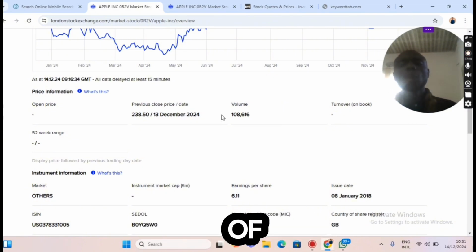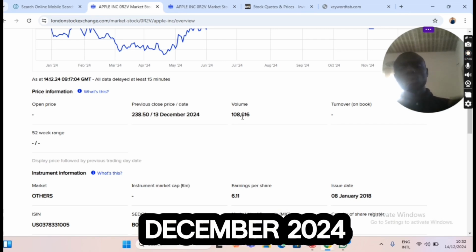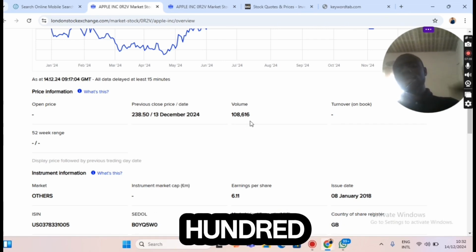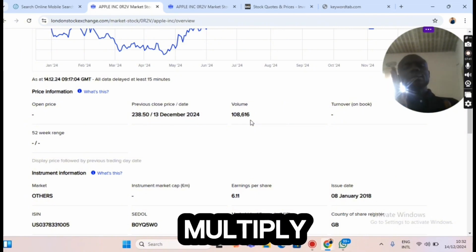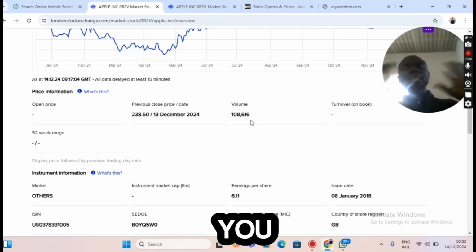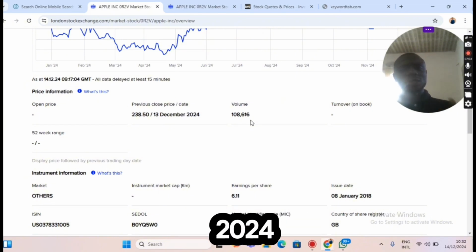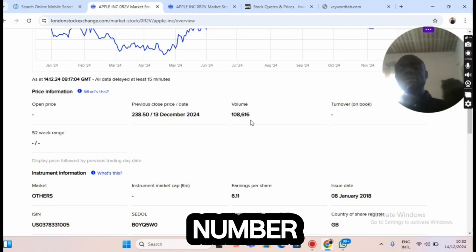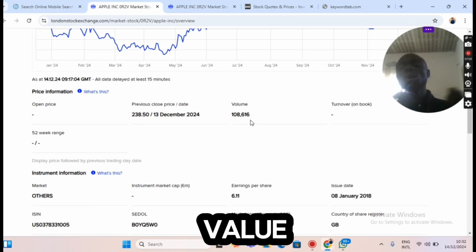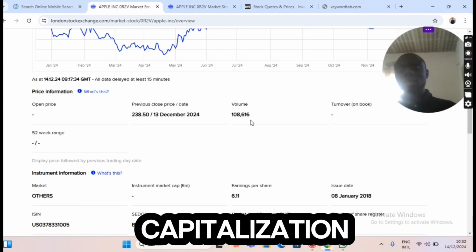Now, the total number of shares purchased as at 13th December 2024 was 108,616, right? When you multiply the price times the volume, it gives you the market capitalization for that 13th December 2024. That is how you get the value of the shares purchased by investors. That is the capitalization I'm talking about.